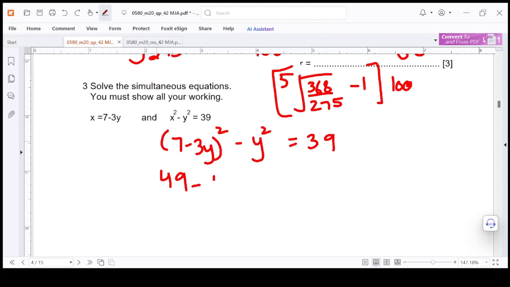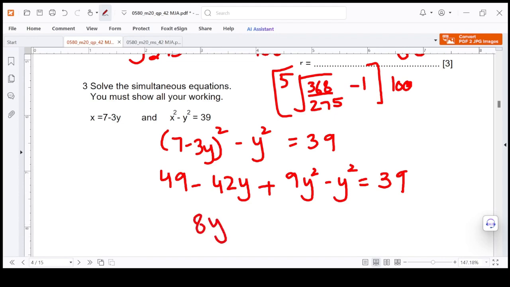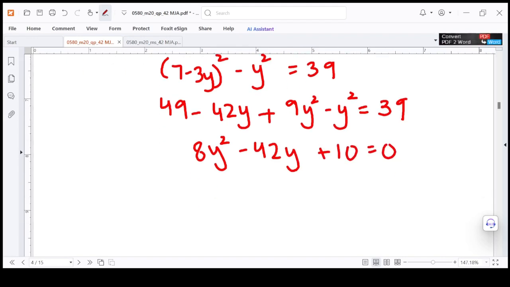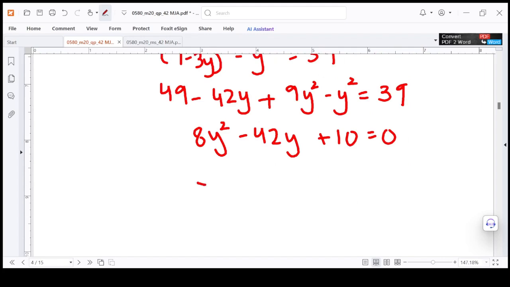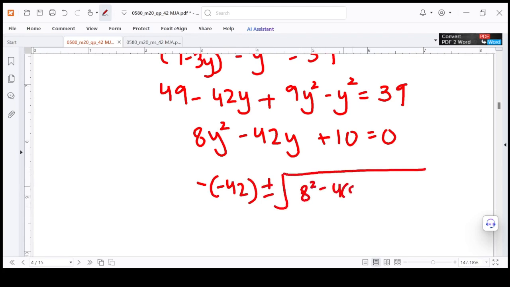So that's negative 42, also there's a y. So minus 42y plus b squared, which is the square of 3y, which is 9y squared, minus y squared equals 39. This gives 8y squared minus 42y plus 10 equals 0. I'm going to use the quadratic formula to solve this: minus b plus minus the square root of b squared minus 4ac, upon 2a.